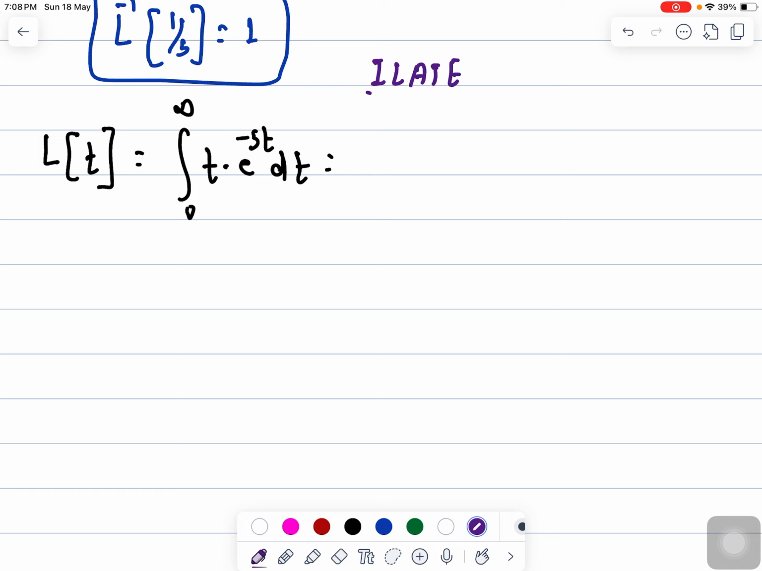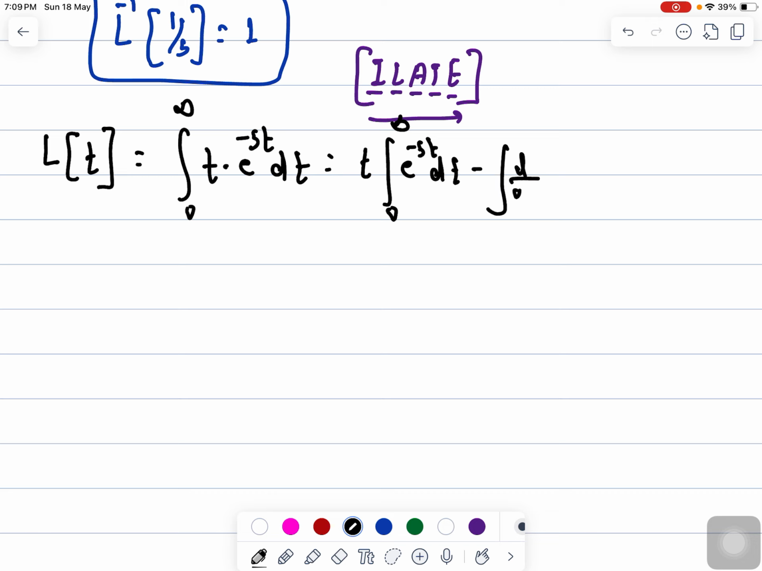So in this method, inverse, logarithm, algebraic, trigonometric and exponential functions are there, and based on the order you take the priority of the function, and after that you can do the integration. So I'll do the integration: t into integral 0 to infinity e to the power minus st dt, minus, obviously, d upon dt of t into integral of e to the power minus st dt, from 0 to infinity, and obviously dt.